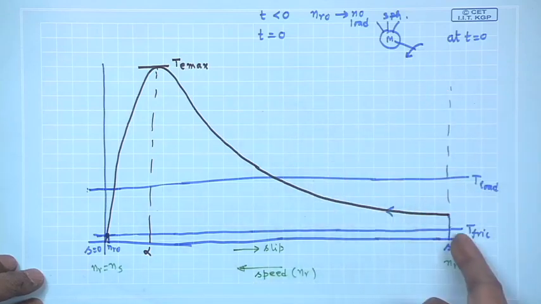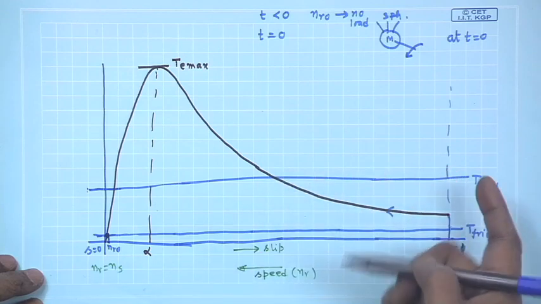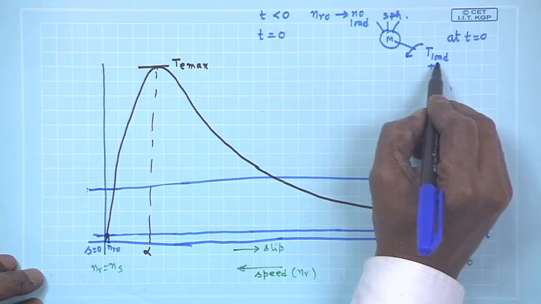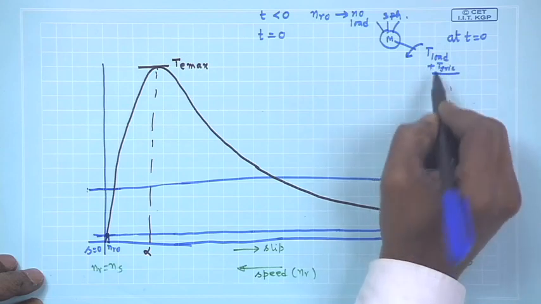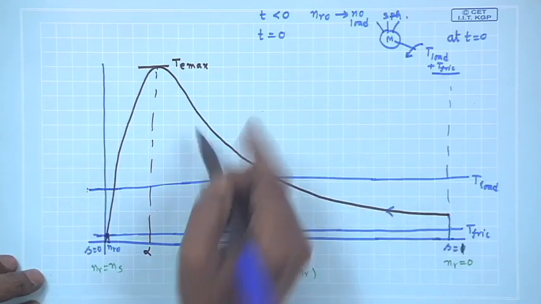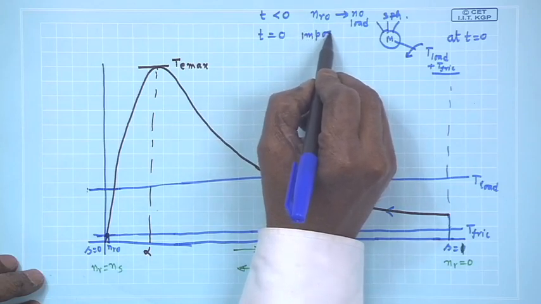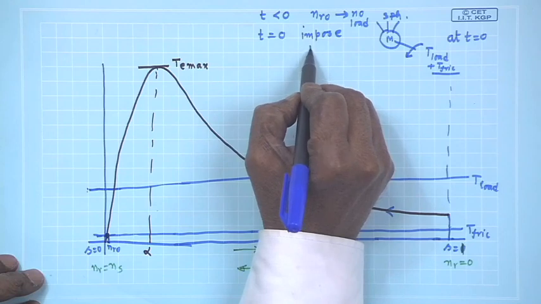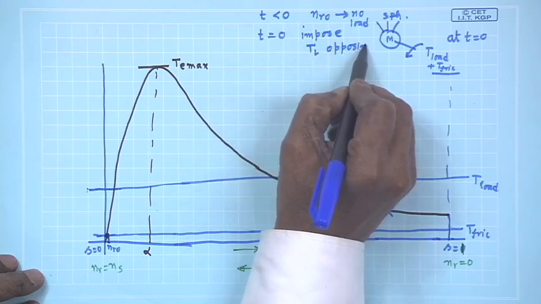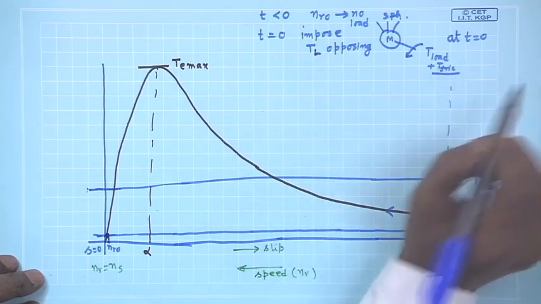It is like this. From T friction, the net opposing torque is T load. So, this is T load plus T friction, whatever is there. So, suddenly the motor will see at t equal to 0 an imposed T L opposing, which is generally denoted by T L, the load torque. Okay.